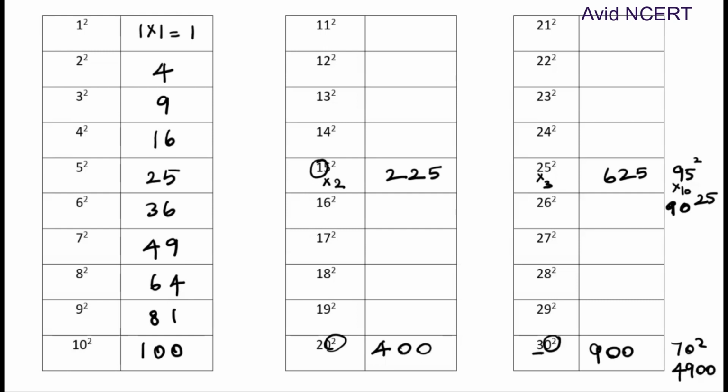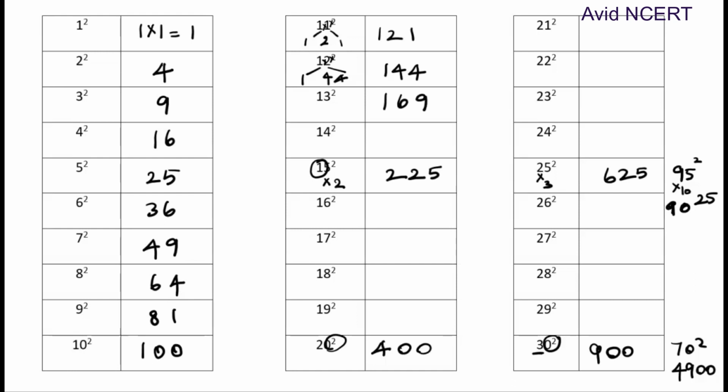Now for 11 square, you can either do normal multiplication as we did before. 1 times 1 is 1, 1 times 2 is 2, so it's 121. Or the same thing for 12 square: 1, 4, and 1 times 2 times 2 is 4, so it's 144. Or we can just remember like this.